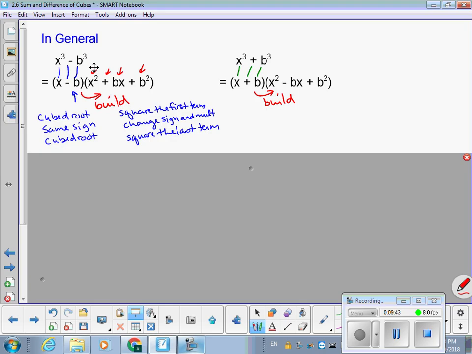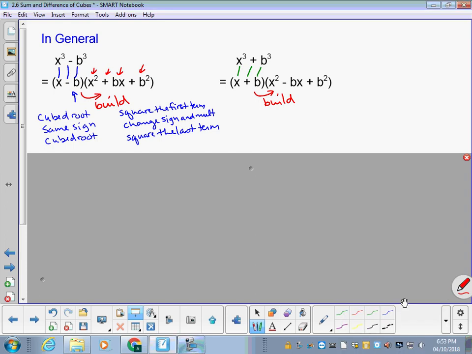Try and follow that on the second one. X plus b was my first factor. Square the first term, x squared. Change the sign, subtract. Multiply them together, x times b, or b times x. Square the last term, positive b squared. The first factor comes from the question. The second factor comes from building it off the first one.